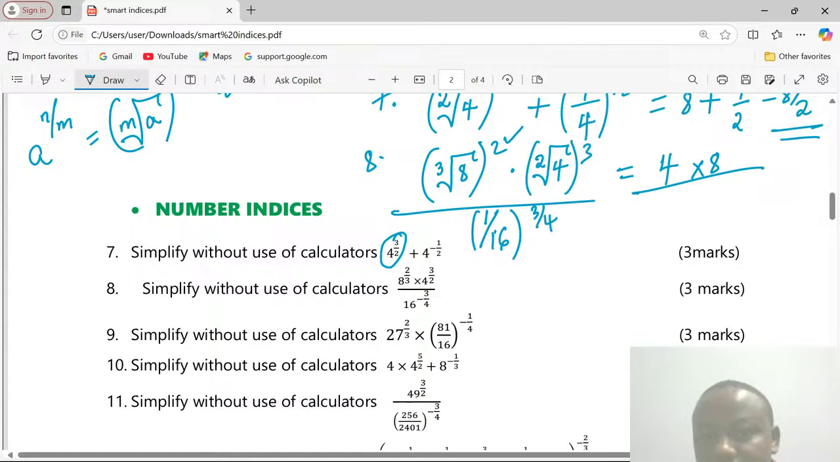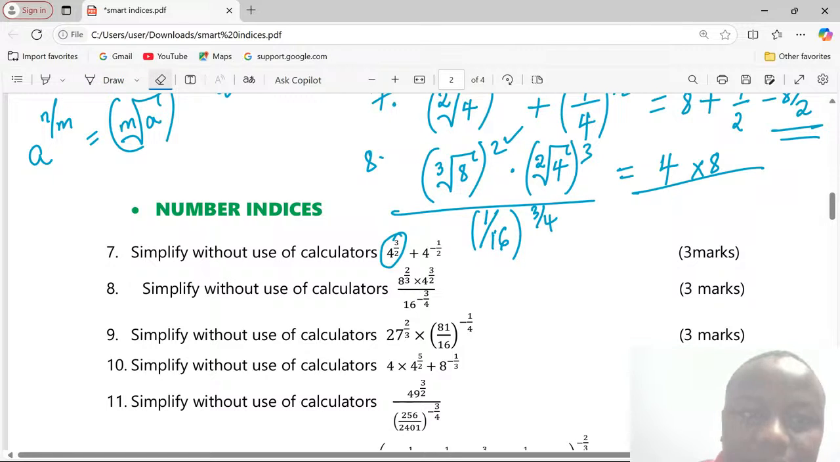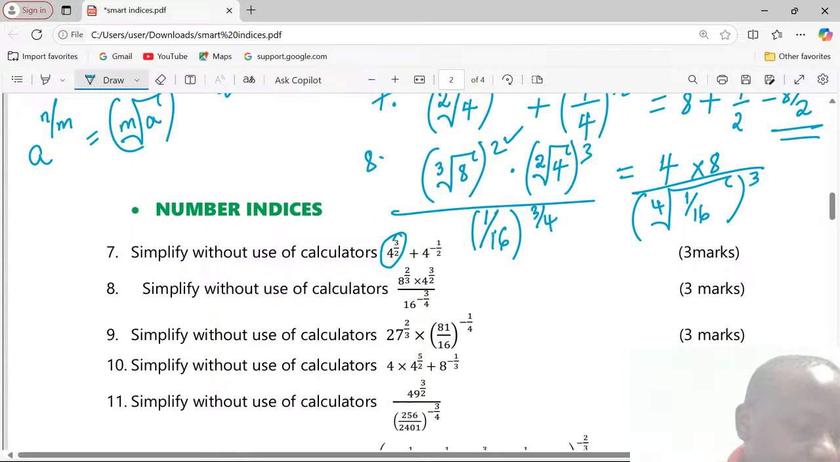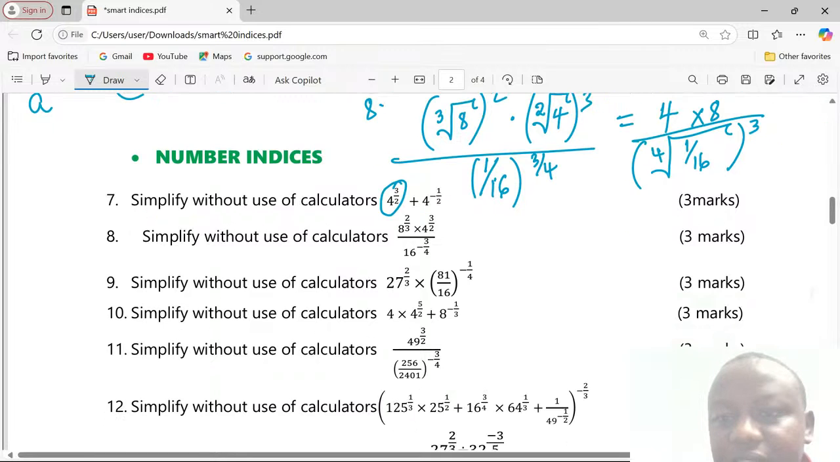We have to take the fourth root of 1 over 16. Then after this, everything is supposed to be raised to power 3.